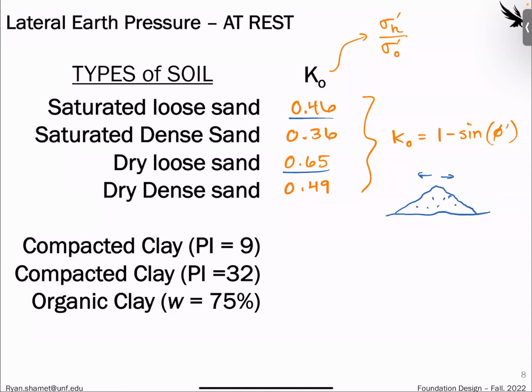For compacted clays, there's a bunch of different equations. These are usually a little bit tighter, 0.42 to like 0.57. These are some of the examples.